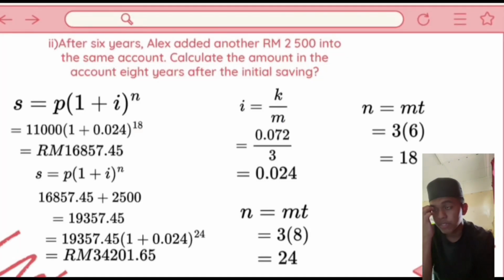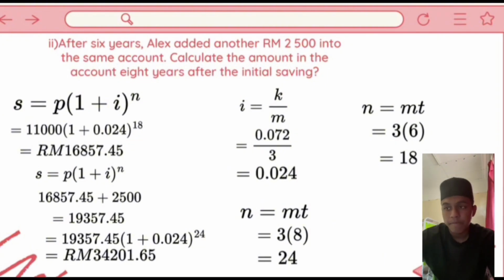Okay, so we go to the next question. After 6 years, Alex added another 2,500 into the same account. Calculate the amount in the account 8 years after the interest saving. So we use the same formula again. Okay, the P is 11,000 times (1 plus 0.024), and the n we get is 18. So we get the answer 16,857.45 for the 6 years.